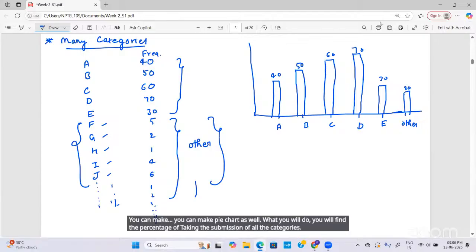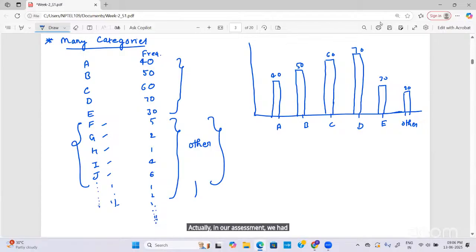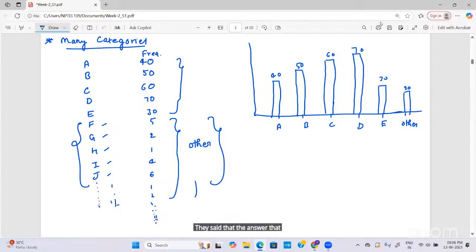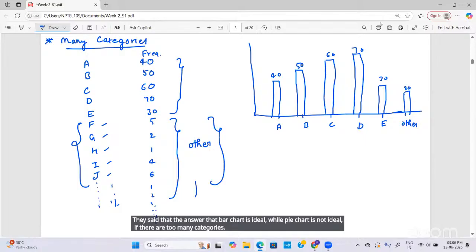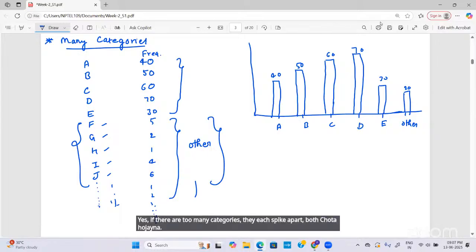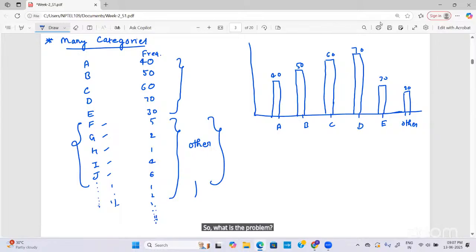Actually, in our assignment, we had this question: if we had too many categories, then which is ideal, bar chart or pie chart, or both or none? They said that the answer is that bar chart is ideal, while pie chart is not ideal if there are too many categories. Yes, if there are too many categories, each pie part will become very small. So what is the problem? It is not clear from the figure.